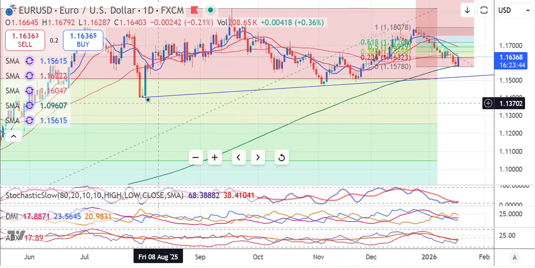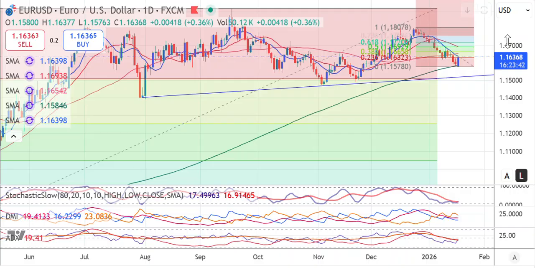So although we do have this big topping formation here, as yet we are moving sideways. When you move sideways, what you need to do is put more emphasis on your stochastics, on your DMI, on your ADX, on any indicator that you look at, really, because they work better in sideways markets.